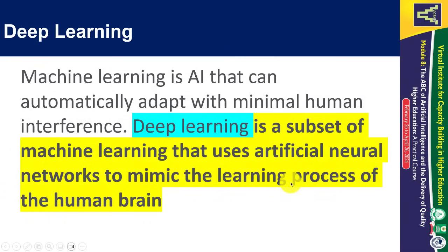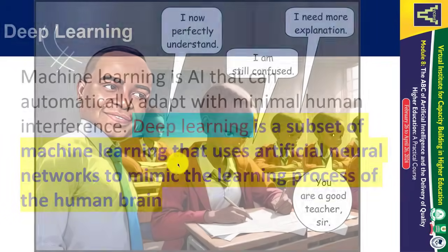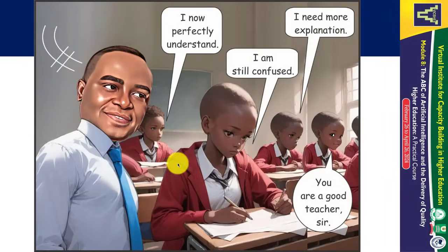So what's deep learning? It's a subset, as you saw the other time, of machine learning that uses artificial neural networks to mimic the learning process of the human brain. This one is deep. Okay, what am I seeing here?